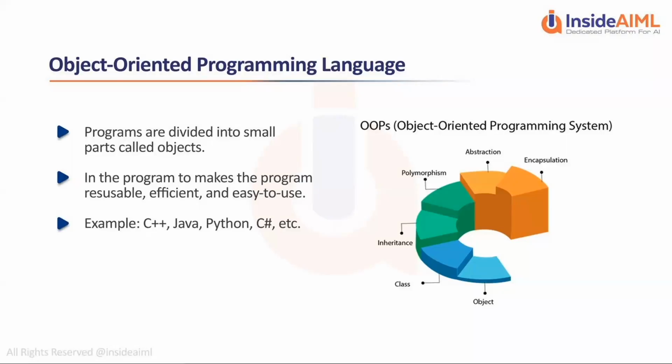So you don't have to repeat yourself writing the same logic again and again. It makes it efficient and easy to use as well. So Python follows object-oriented programming. In C++ you can also use object-oriented programming design. These are all object-oriented programming languages. Now let's understand what we mean by an object-oriented programming language.